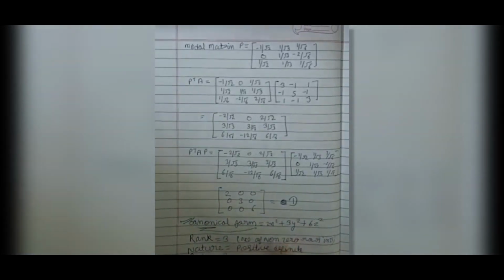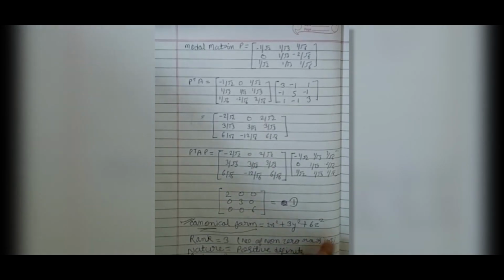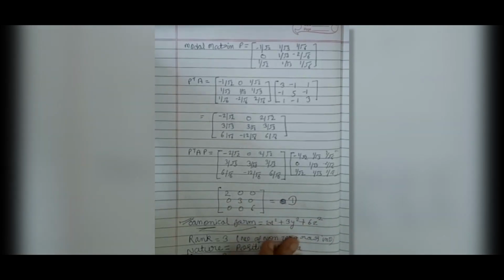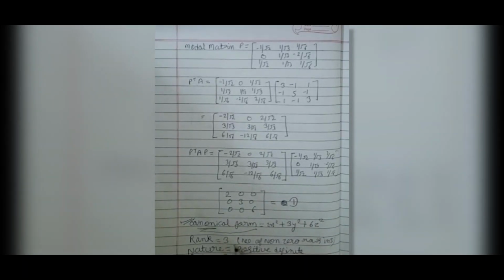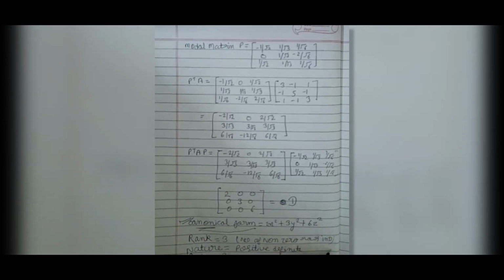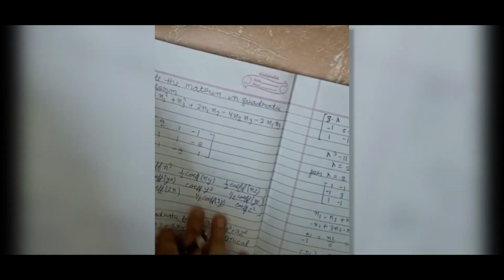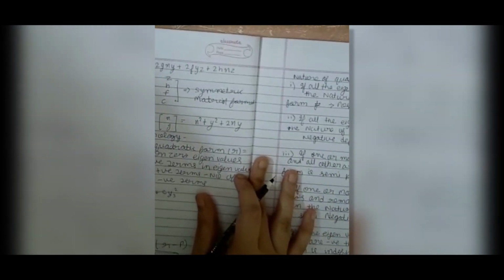And again, if we find the rank, what will be the rank of this? The number of non-zero rows in D. So here we take reference of this diagonal matrix. So rank is 3. Why? Because the number of non-zero rows in D is 3, because no row is completely 0. So rank is 3.